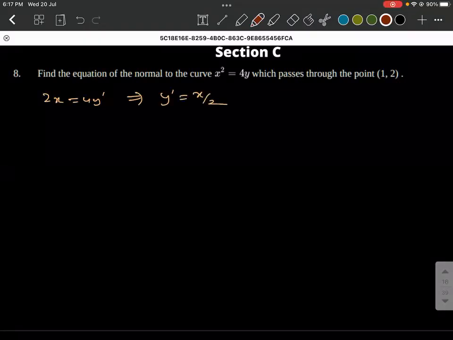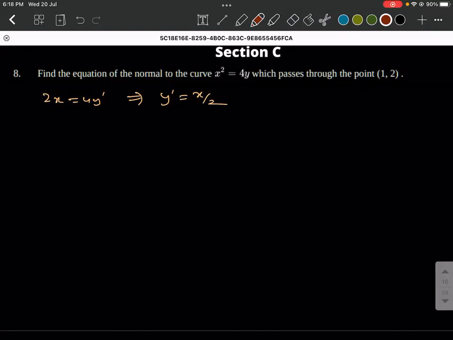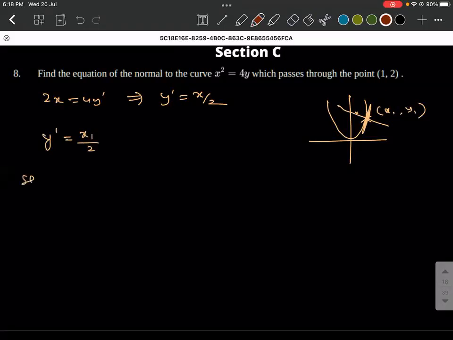So y dash is equal to x by 2. The curve x square is equal to 4y is something like this. There is a normal which passes through 1, 2. So we don't know where the tangent is. Let this point be x1, y1. So y dash will be equal to x1 by 2. Then what is the slope of the normal? -2 divided by x1.